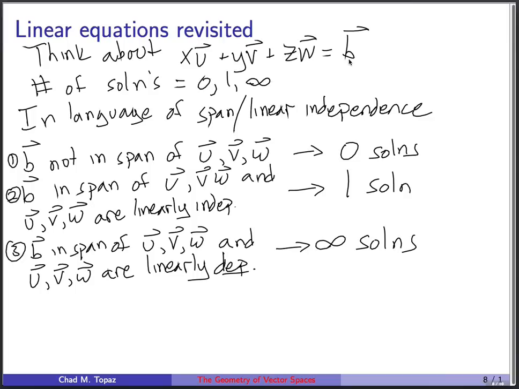So the first thing is that if b is not in the span of the vectors I give you, you simply can't get there. That's what span means. So if b is not in the span of u, v, w, there's 0 solutions. Now, if b is in the span of u, v, w, and if u, v, w aren't redundant, in other words, if they're linearly independent, that means there's going to be one solution. There's going to be exactly one way to get to your target. On the other hand, if b is in the span of those vectors, but those vectors are redundant, meaning they're linearly dependent, well then you're going to have lots of different ways you can get to b. That means there's going to be an infinite number of solutions.